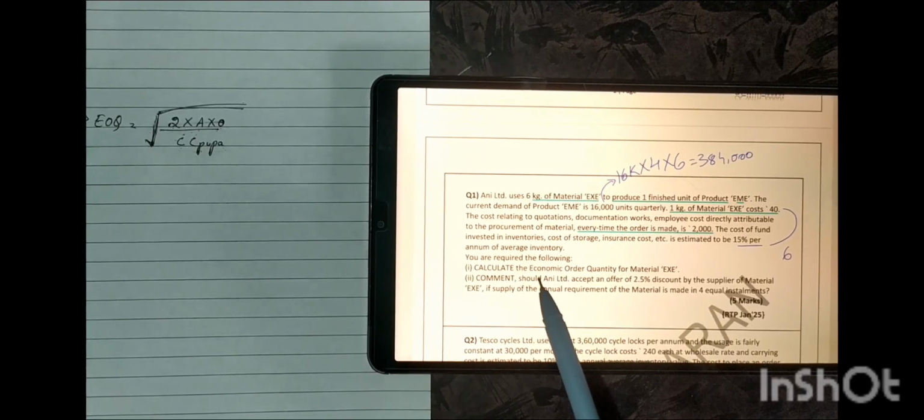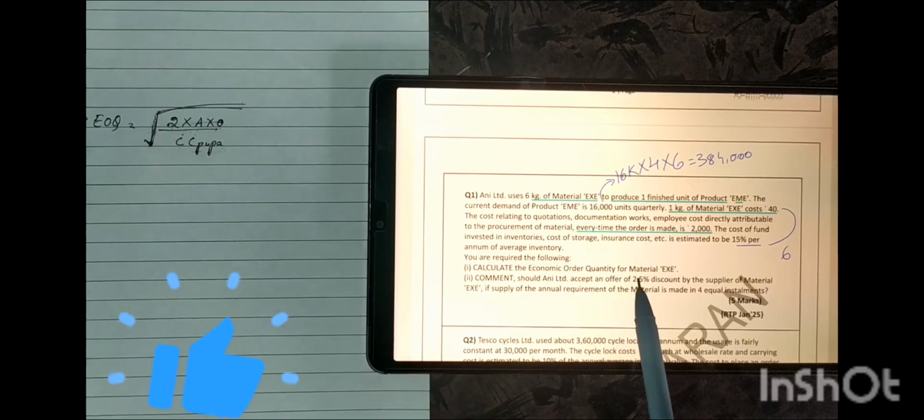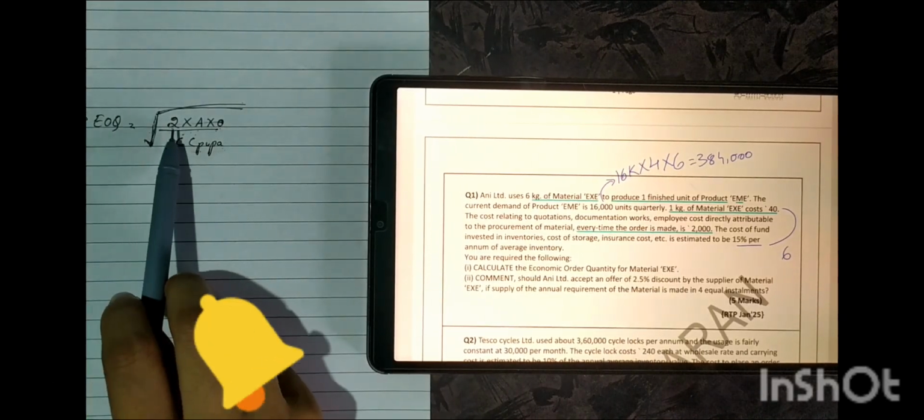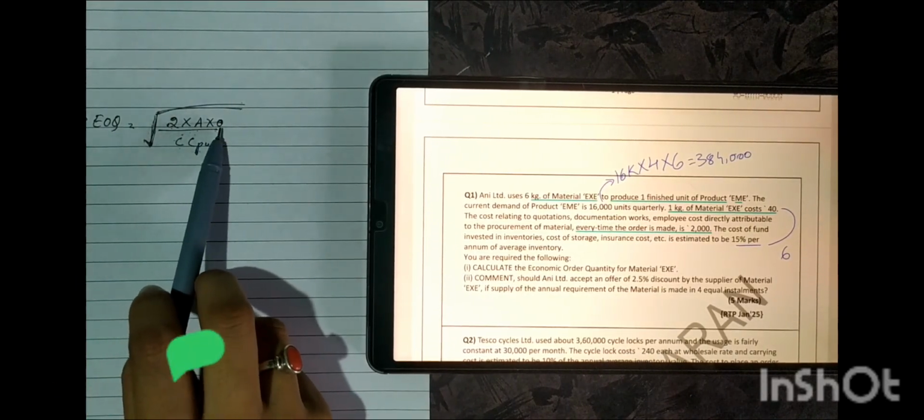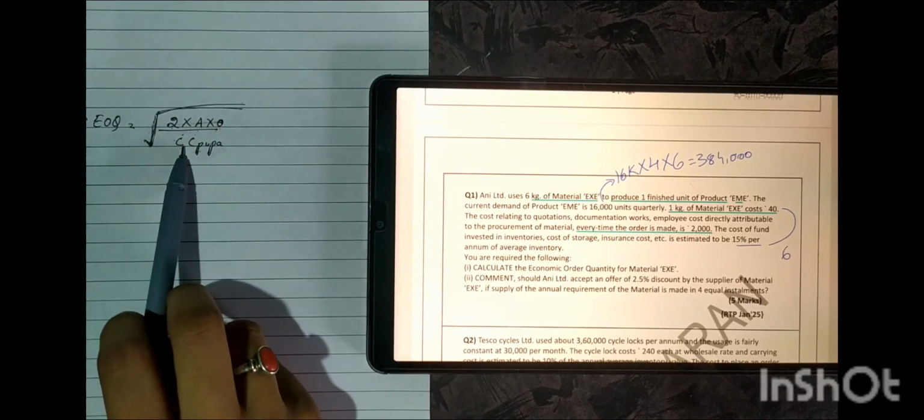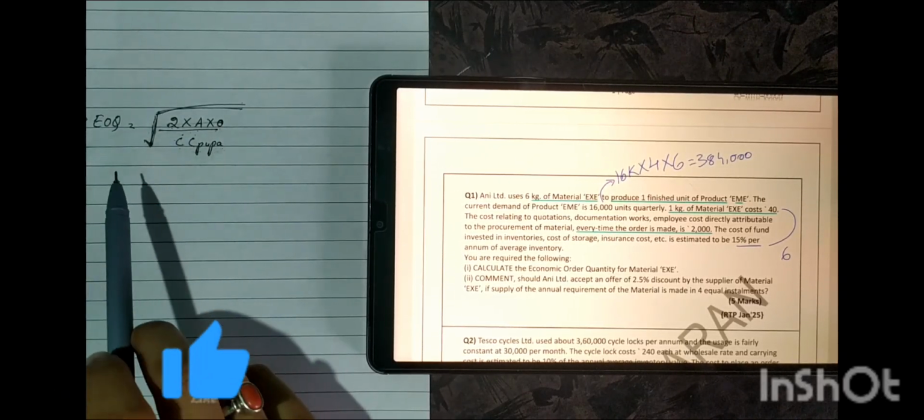So first we need to calculate economic order quantity, right? So what is the formula of economic order quantity? It is 2 into annual demand into ordering cost per order upon carrying cost per unit per annum.